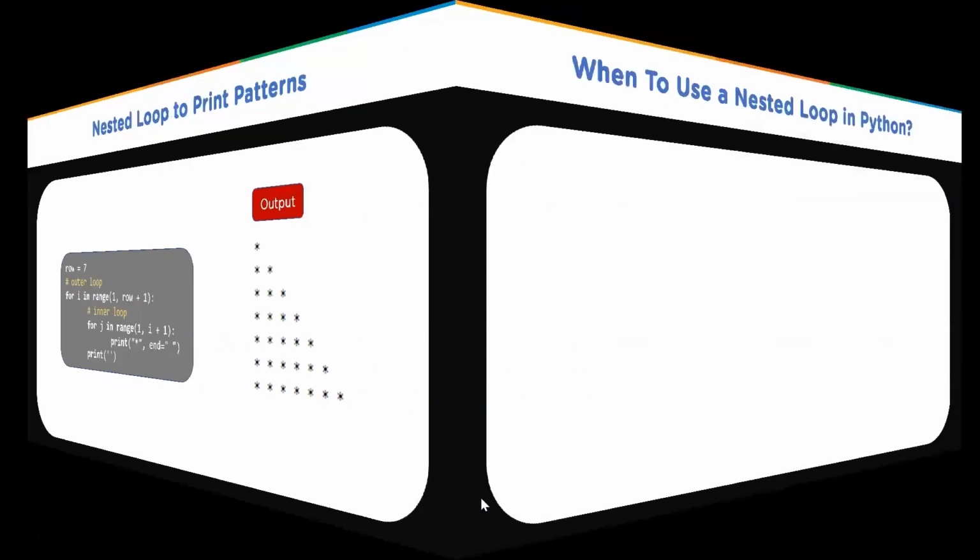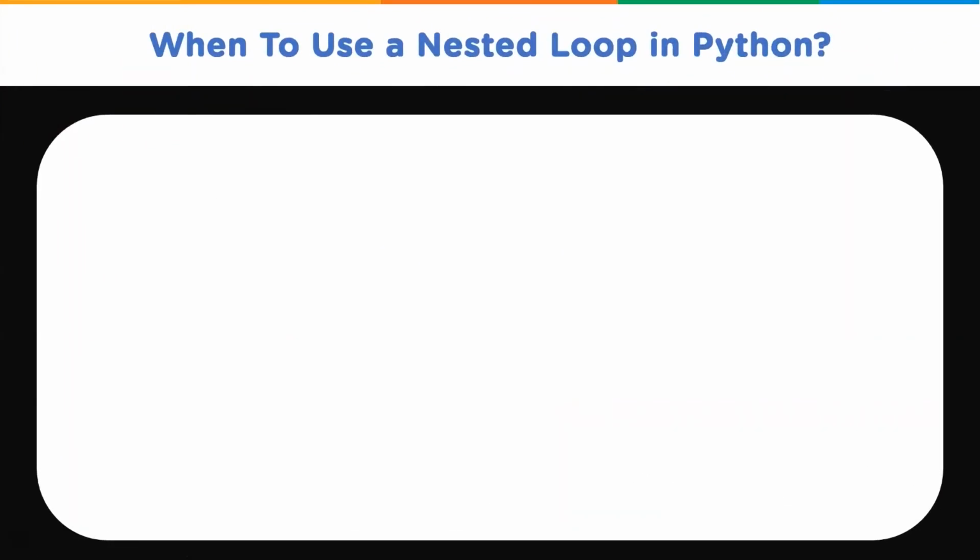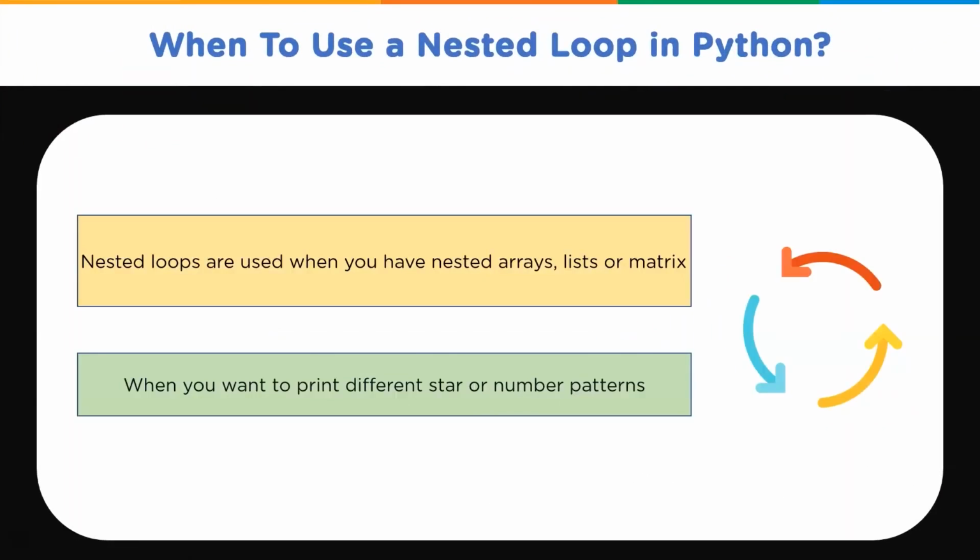Now let's see when you should use a nested loop in Python. Nested loops are mostly used to work with multi-dimensional data structures, such as printing 2-dimensional arrays, iterating a list that contains a nested list, etc. You can use Python nested loops to print different star or number patterns as well. Now let's head to our Jupyter notebook to do some practical hands-on demonstrations to understand nested loops in Python better.